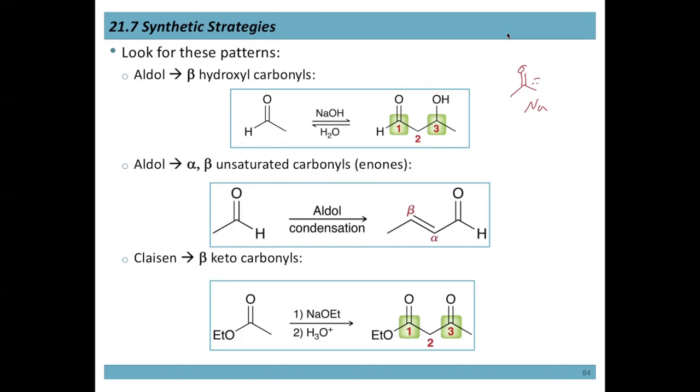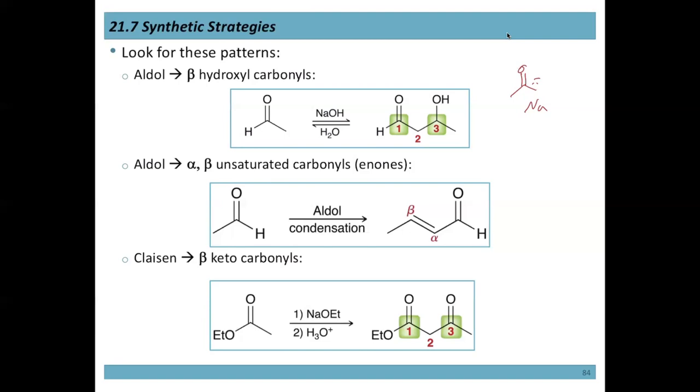I'm going to skip to the bottom box down there because I can also get a different type of 1,3 dicarbonyl compound or 1,3 dioxo compound. It's a 1,3 dicarbonyl or beta keto carbonyls, and these come from a Claisen reaction. Let's look at the middle box first, though.